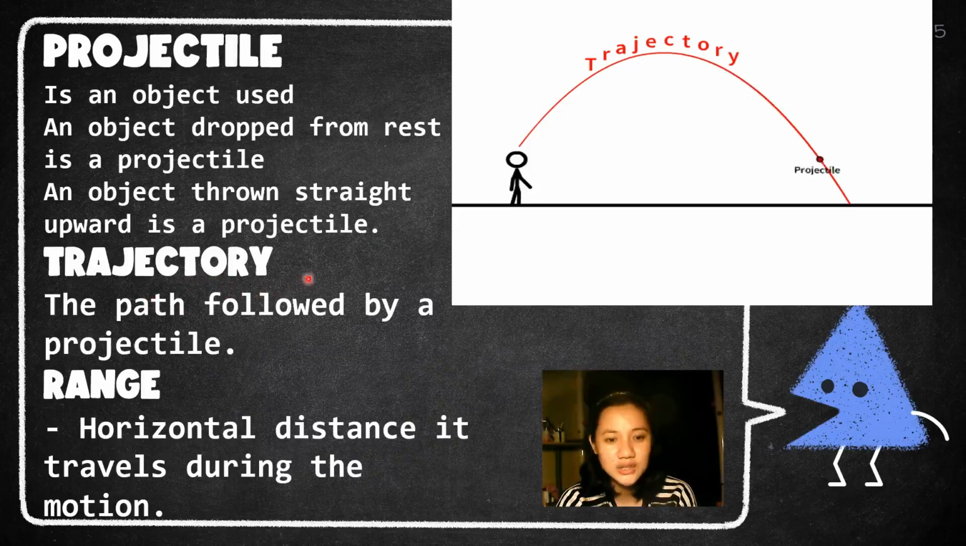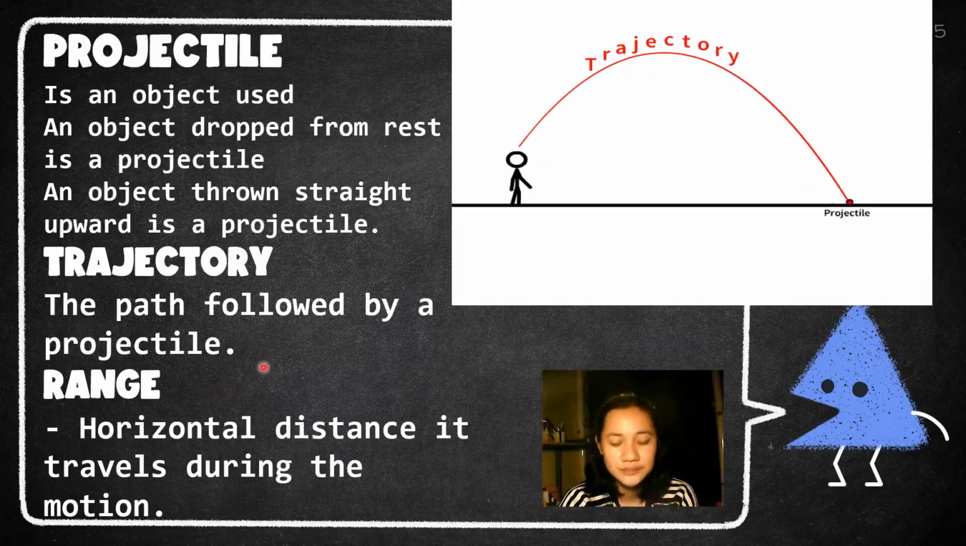Next is the trajectory. Trajectory, okay, is the path followed by the projectile. So in projectile motion, okay, a curved path, no? Tinatawag natin curved path na yan is the trajectory. Okay, so it is called trajectory.